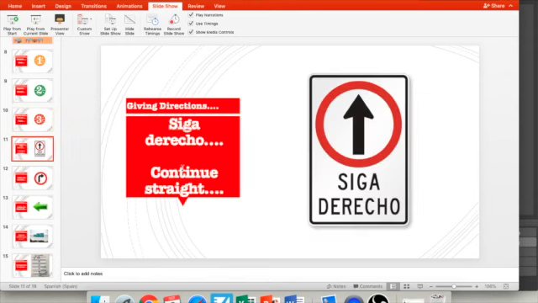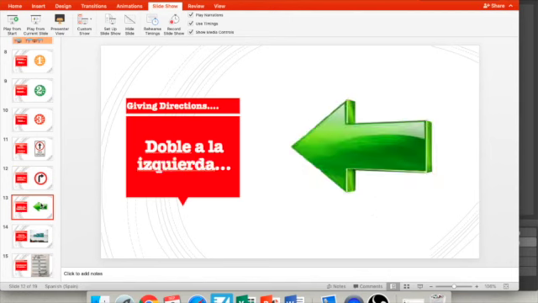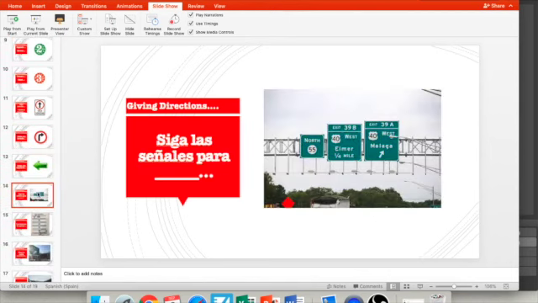Siga derecho, continue straight, as you can see here on the sign. Siga derecho. Doble a la derecha, turn to the right. Doble a la izquierda, turn to the left. Or maybe if you're on an interstate or something, siga las señales para in whatever place. So siga las señales, follow the signs. A señal is a sign, and you see some signs here. So I could say, looking at this picture, siga las señales para Málaga. Follow the signs for Málaga.